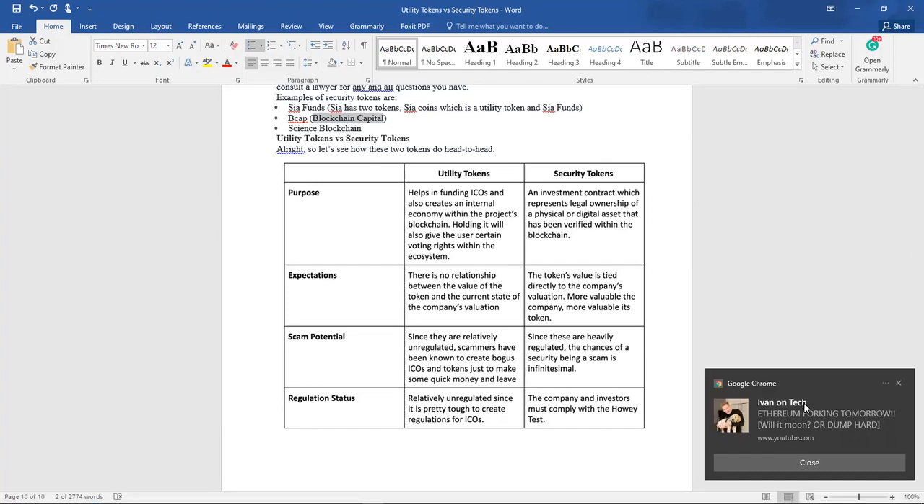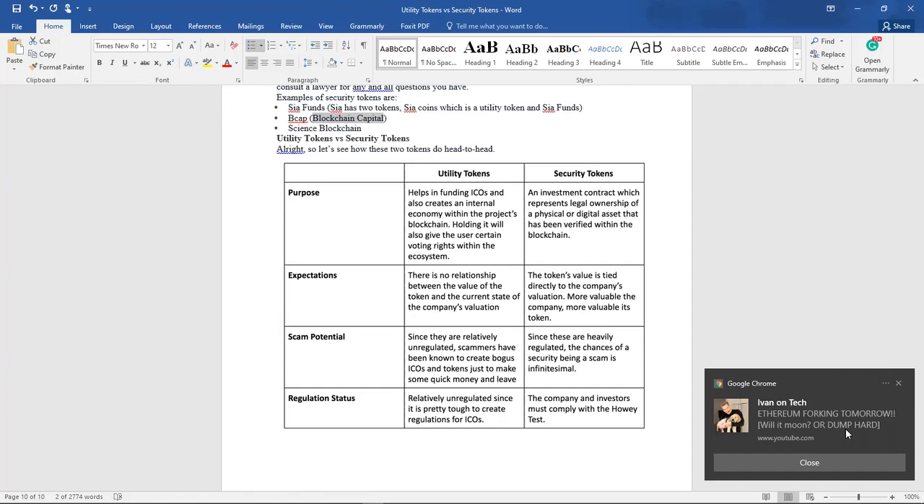So tomorrow we will be mooning. This is awesome. This is another guy I normally listen to, Ivan on Tech, and this is a major update. Ethereum is forking tomorrow, and we will be mooning. Or there will be a hard dump. So I think we should wait and moon together, wait for Bezos's rocket so we can moon with it. Or there will be a hard dump. I don't know what your take is on that.